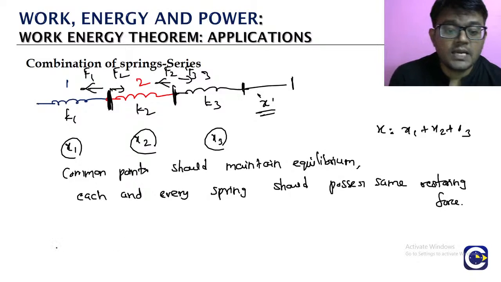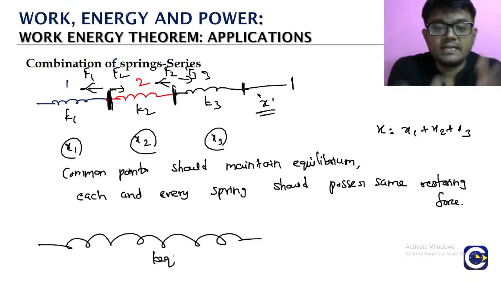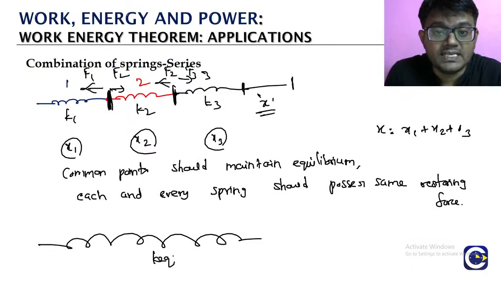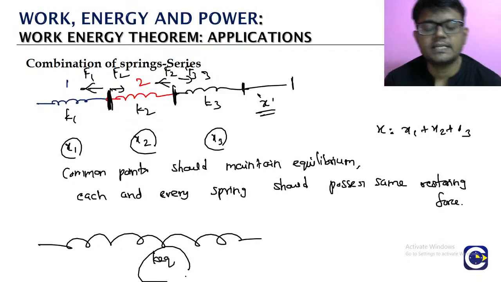Now look at the concept of equivalent. We want to replace the entire combination by one single spring. That is what we call as the equivalent spring. The spring constant is what? K equivalent.